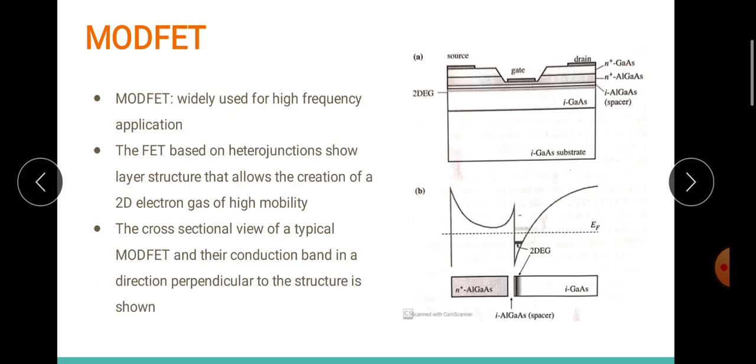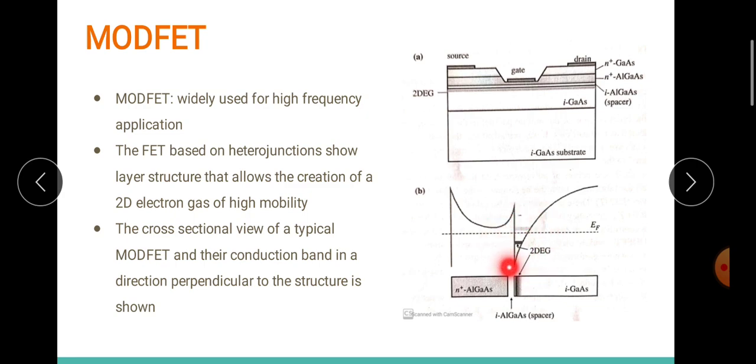So if we take a look at this picture, we can see that it's almost similar to our MOSFET, right? We have the source, gate, drain, substrate, similar to MOSFET. Then what is different? It's the presence of the spacer. We had the silicon dioxide region there, and we have an intrinsic aluminum gallium arsenide region here. And the materials are the same. In fact, our MODFETs are very similar to MOSFET.